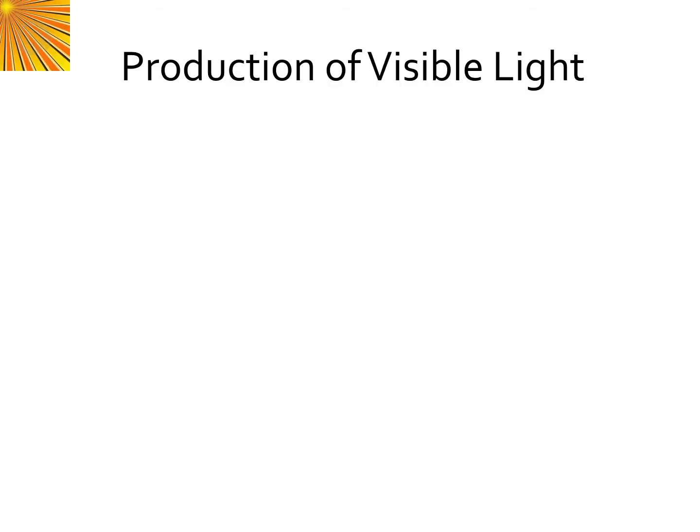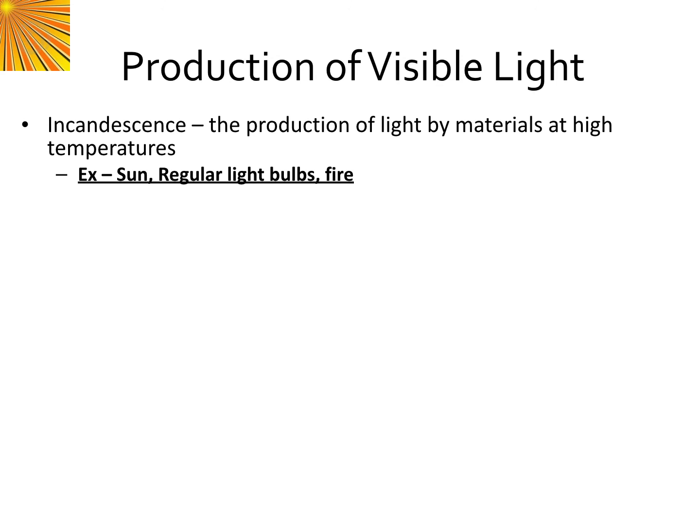Next thing we're going to talk about is the production of visible light. Visible light is the only thing you can see on the EM spectrum. You can't see a radio wave, you can't see an X-ray without the use of a machine. However, visible light is the only part of the EM spectrum you can see with the human eye. Light is made in 3 different general ways. The first is called incandescent. Incandescent is the production of light by materials at a high temperature. So for example, we have the sun, the regular old school light bulbs, fire. They're all great examples of production of light at high temperatures. And there's a light bulb for you.